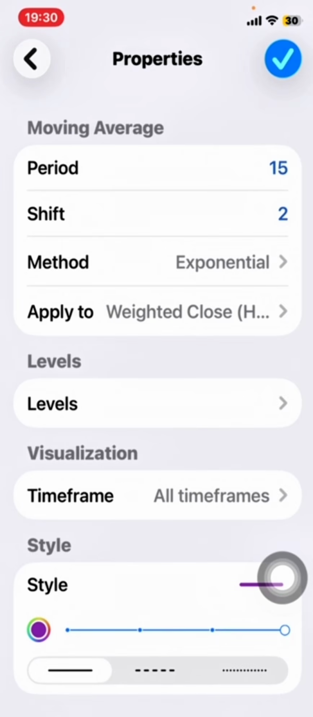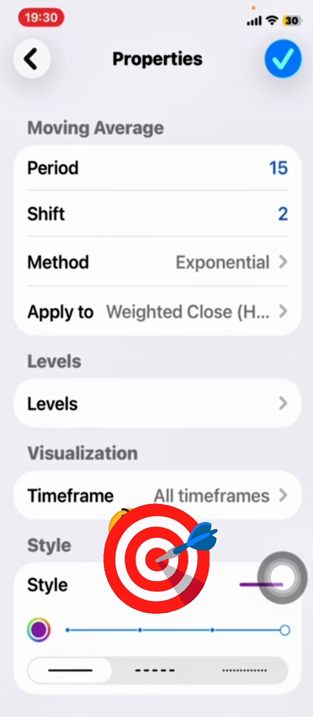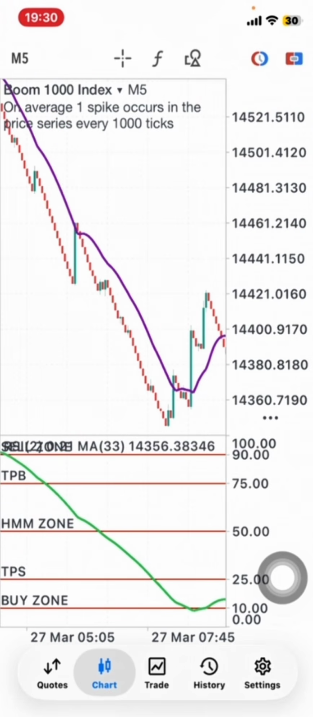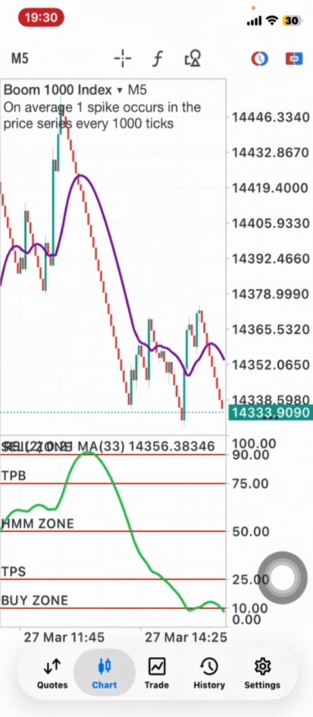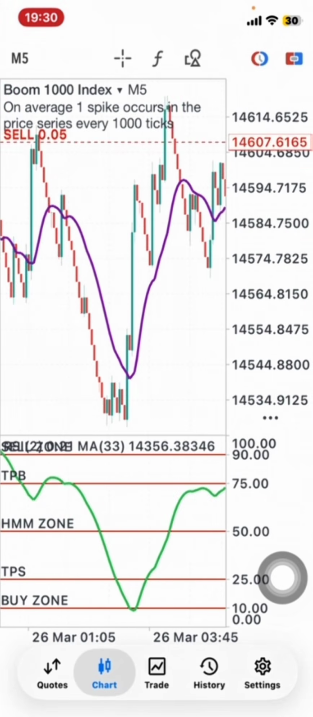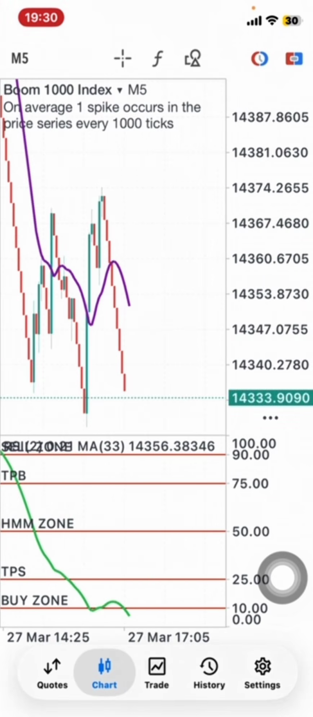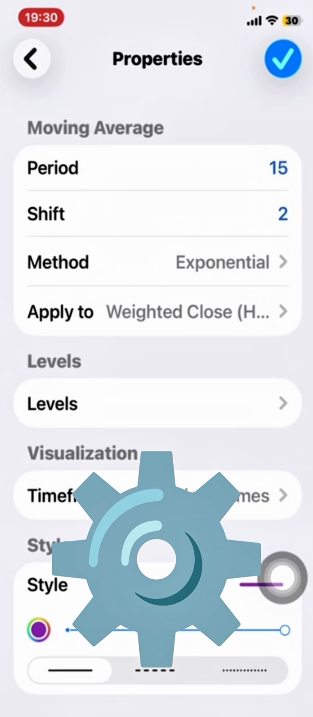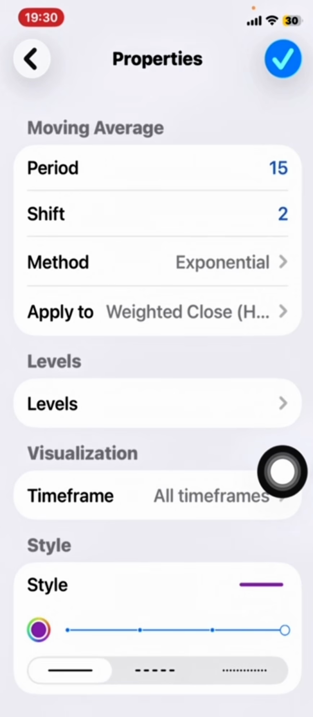I repeat, moving average on the main chart, because we have only 3 indicators on this strategy. We have the RSI, we have the fifth moving average, and also we have another moving average. So that is just that. If you put your moving average, this is what you are going to have. I repeat, please, it is 15 moving average. You can screenshot the settings so that you can set it up.